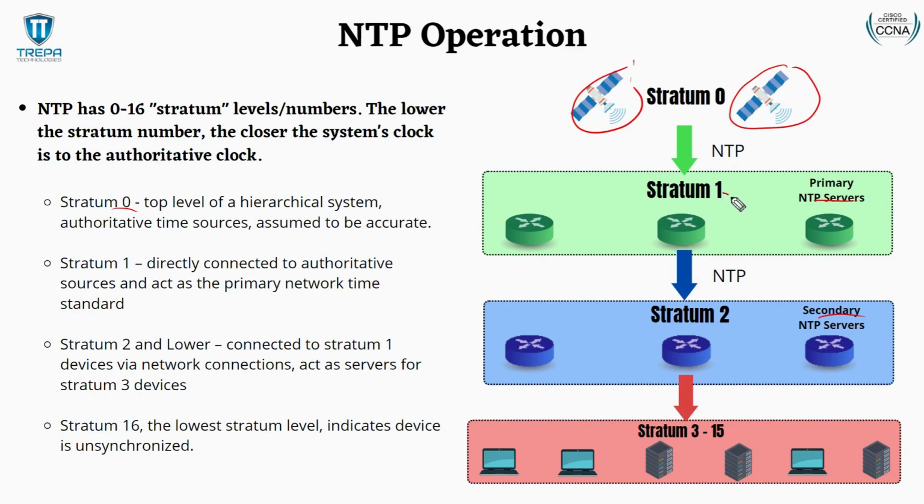You can see that they just go down a level at each hop. So stratum 1 is going to be directly connected to an authoritative source, and that's going to pretty much act as your network time standard for your enterprise. And then stratum 2 is just decreased 1 from stratum 1, right? So then 3, 4, 5, 6, 7, 8, 9, 10, 11, 12, 13, 14, 15 are just less accurate timings, but still available stratum levels. Then stratum 16, technically being the lowest stratum level, indicates a device is unsynchronized, which we may see in our lab environment because NTP and even GNS3 can be a little buggy.